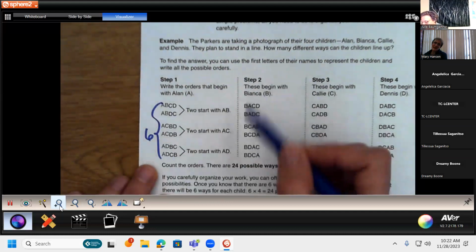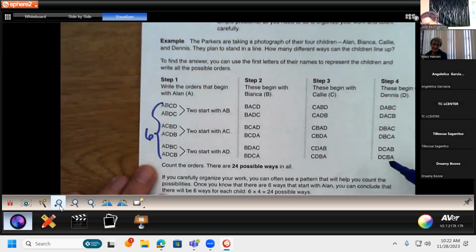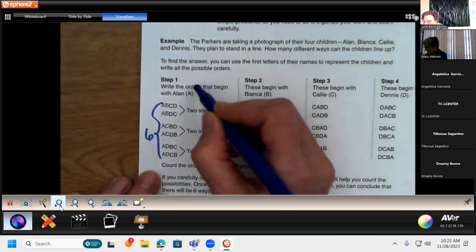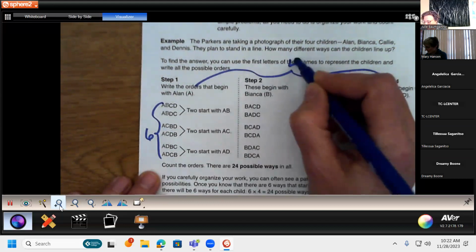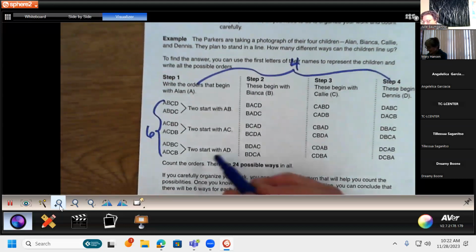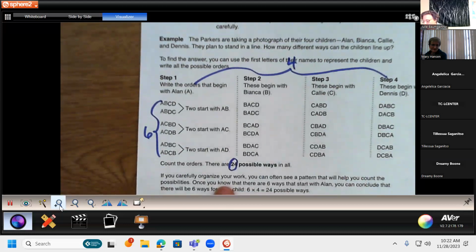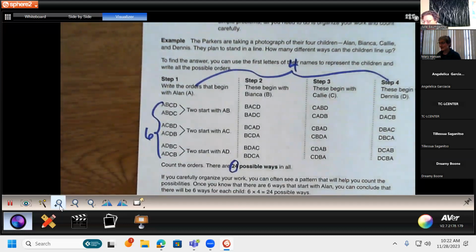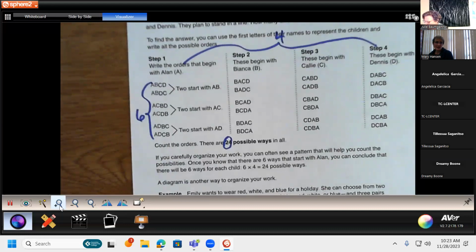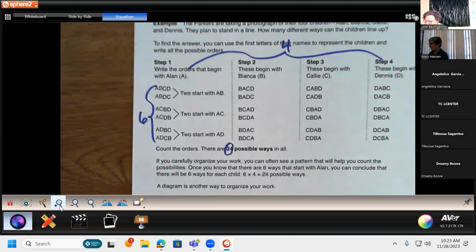So there are 6 ways for each of the 4 kids to stand in a line. And so you could count them all, or you can say 6 times 4 is how they get 24 possible ways in all. And you may say, well, that really stinks to write all those out. And again, we're going to go to finding a more efficient way in just a minute. But this is a good way that if you're on a test and you're like, I can't remember the math way, you can write it out.